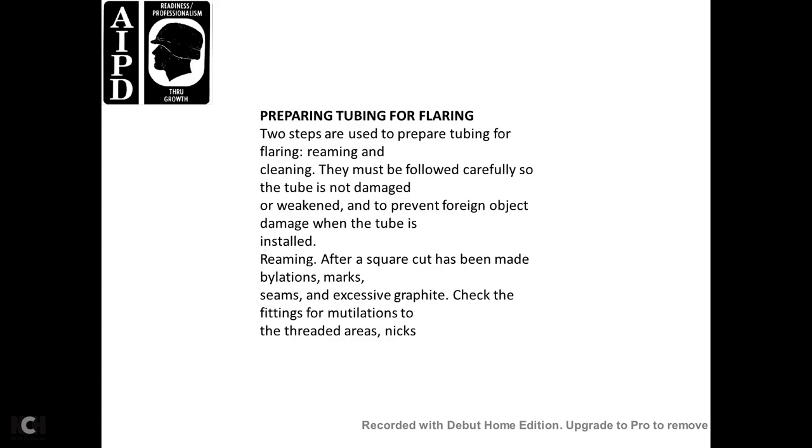Preparing tube for flaring. Two steps are used in preparing tubing: reaming and cleaning. They must be followed carefully so the tube is not damaged or weakened, preventing foreign object damage once the tube is installed. Reaming: after the square cut has been made, remove any burrs, marks, seams, or excessive graphite.